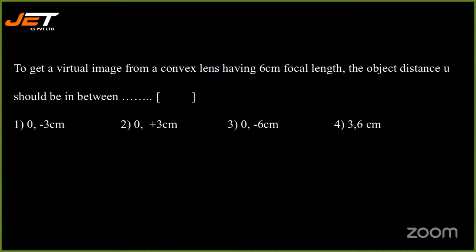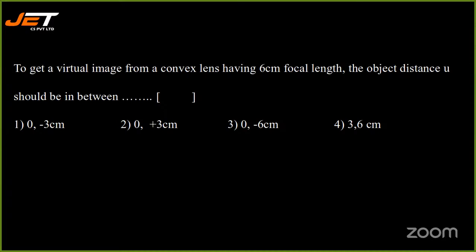Yes or no? There is a sign convention wherein all the values towards the left side of the lens are treated as negative, and all the values towards the right side of the lens are treated as positive, right? So I have a positive 6 centimeters focal length on the right side, but my object is coming from the left side. So 100% it should definitely be on the negative side. So option 2 and option 4 are wrong. It should be either 1 or 3.